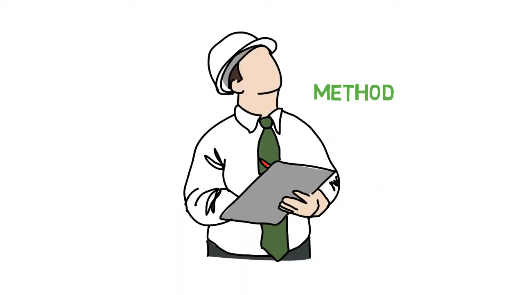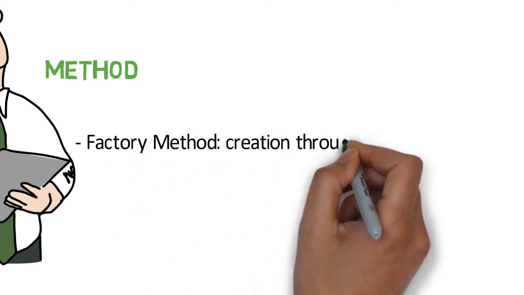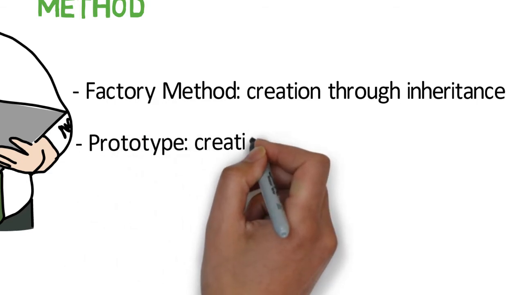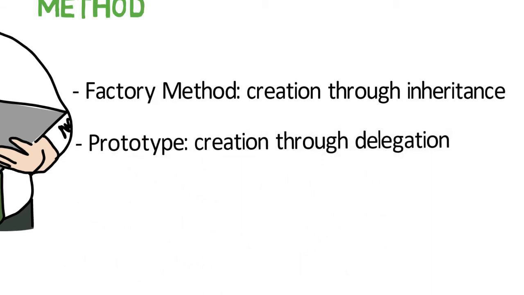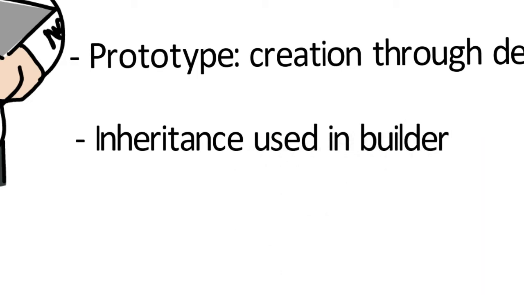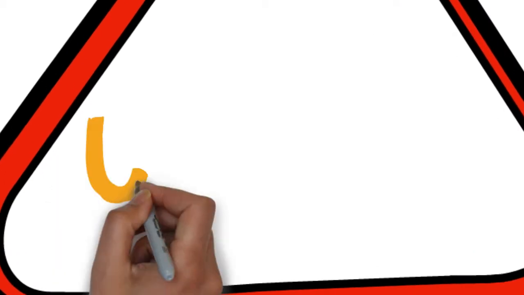Now let's see each of the methods used in these patterns. Now in the factory method, creation is through inheritance. Now in prototype design pattern, creation is through delegation, while in builder, inheritance is the method used. Now let's see the usage of each design pattern.